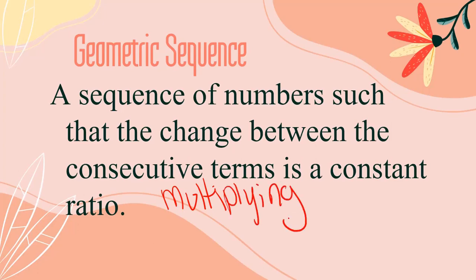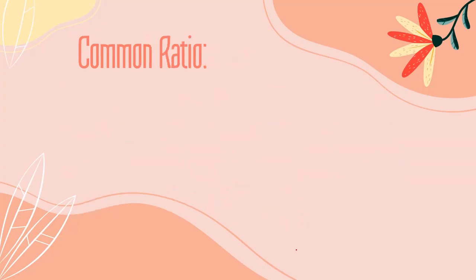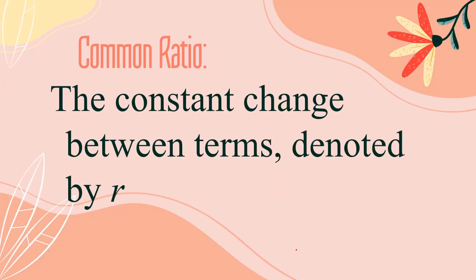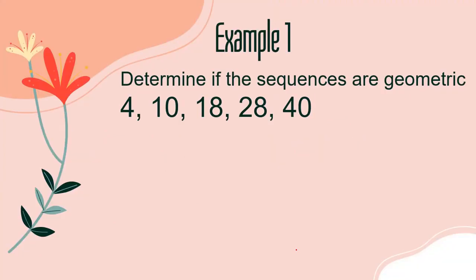Couldn't spell multiplying for a moment there. So multiplying by a constant amount each time. The common ratio is, again, just the constant change between terms, denoted by R in the formula that I'm going to be giving you here momentarily. So first thing, let's see if we can figure out if things are geometric or not.